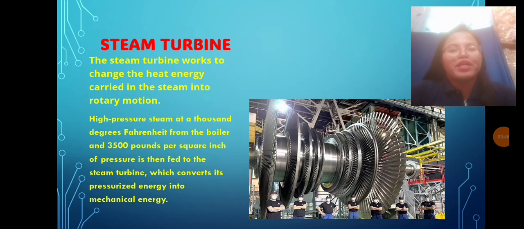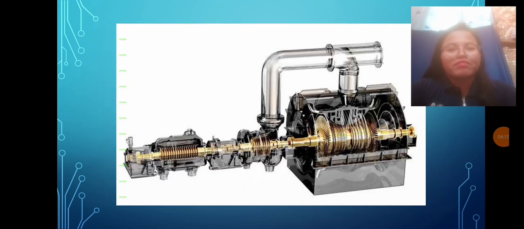The next component is the steam turbine. The steam turbine works to change the heat energy carried in the steam into rotary motion. High pressure steam at 1000 degrees Fahrenheit from the boiler, at 3,500 pounds per square inch of pressure, is then fed to the steam turbine, which converts its pressurized energy into mechanical energy. Steam with high pressure and temperature pushes the turbine blades installed on the shaft, so the shaft turns due to work done on the turbine.